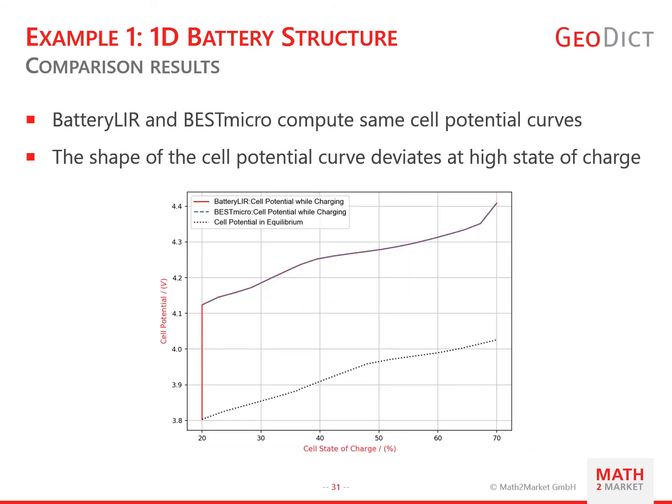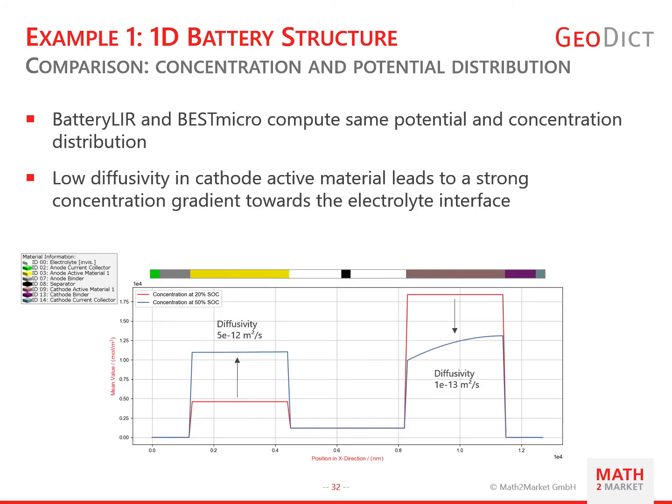The focus in this example is about the result comparison rather than runtime or memory. The computed cell potential curves of BatteryLear and BestMicro are equal. The cell potential curve, while loading, deviates a lot from the equilibrium curve, and its shape is different at high state of charge. The computed potentials and concentration values are also equal for the BatteryLear and BestMicro solver.